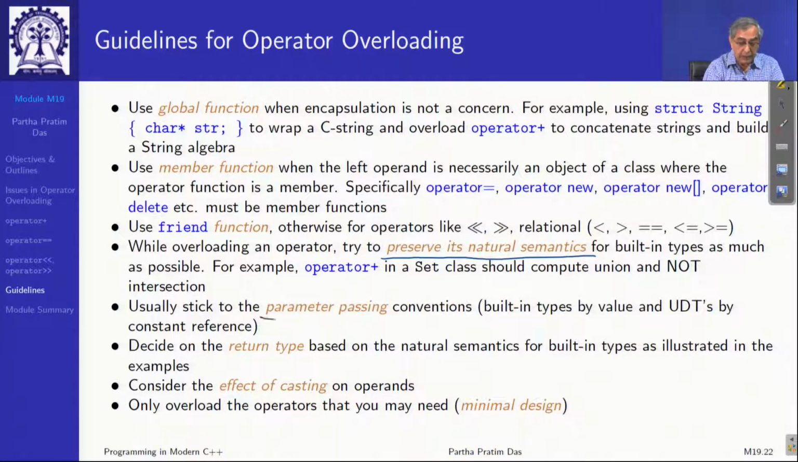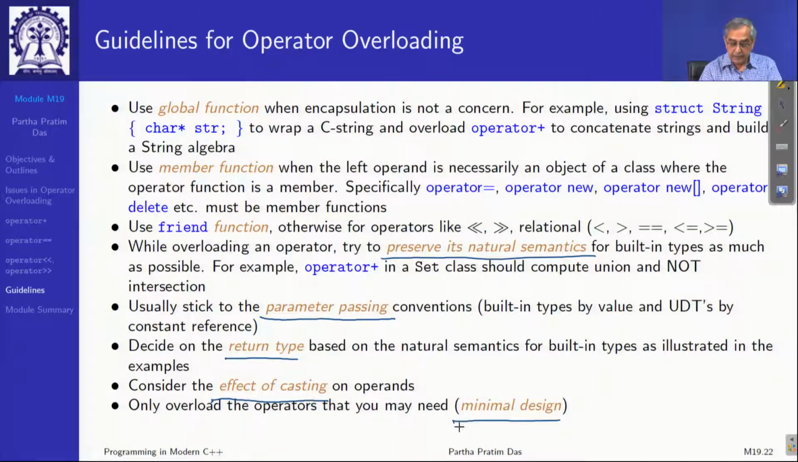Similarly, for parameter passing, follow the usual convention that you pass the built-in types by value and the user defined types by constant reference. The return type will be decided based on whether you want to have a reference, if what you are returning is an existing object like C out, or whether you will return by value because it did not exist and you are creating it, like in operator plus for complex, and so on. So, based on that, choose the return type appropriately. You should consider the effect of casting as well. We will look at this more when we deal with casting operators.